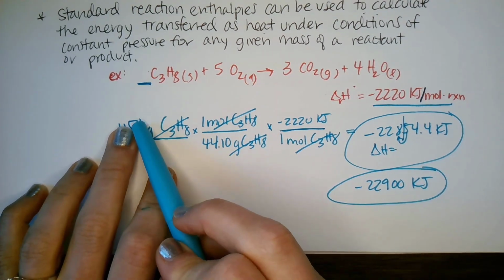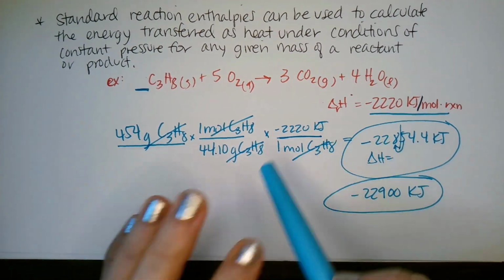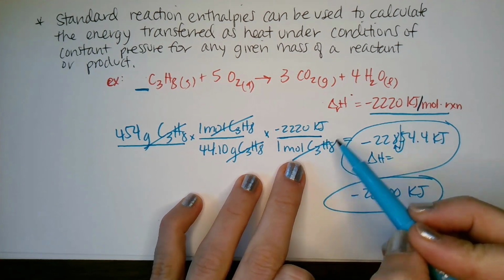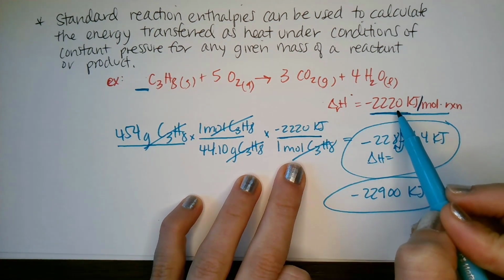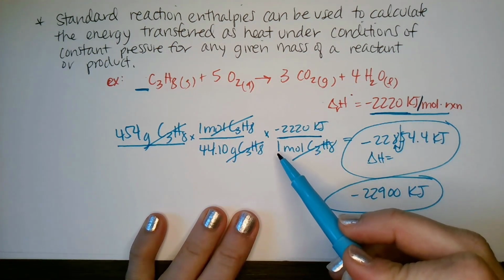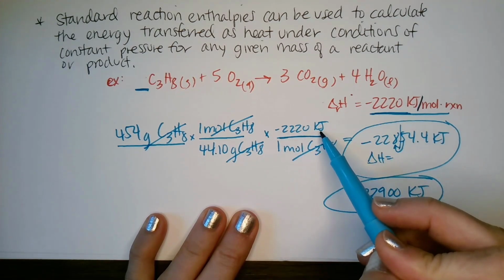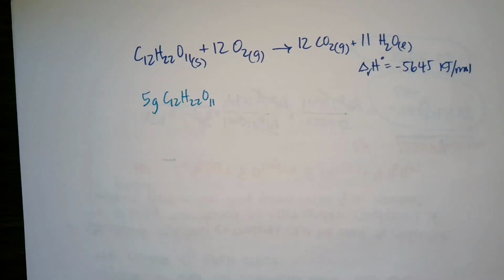Now, let's say I started with 454 grams of oxygen. I would do the same thing. I would go grams of oxygen to moles of oxygen for 1 mole of oxygen. But this ratio would just be a little bit different. I would say that 5 moles of oxygen was equivalent to that same amount of energy. Or if it was CO2, my ratio would be 3 moles of CO2 for 2,220 kilojoules.